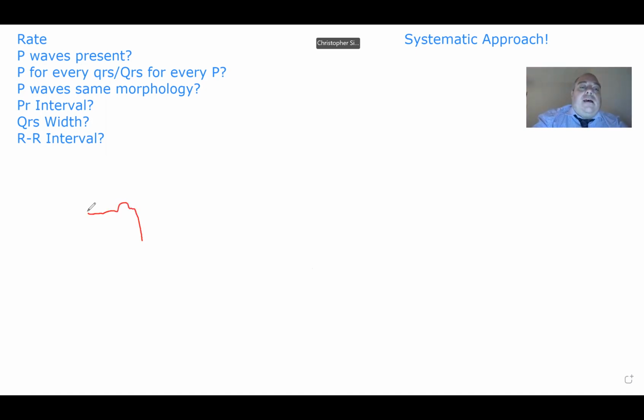P wave might look like that, and you might have a T wave and something along those lines, right? But your flutter waves don't have a morphology like that. Your flutter waves are going to be more like shark finned, or some people say like a picket fence. I always like shark fins because, come on, sharks are cooler than fences, right? So shark fins, okay?